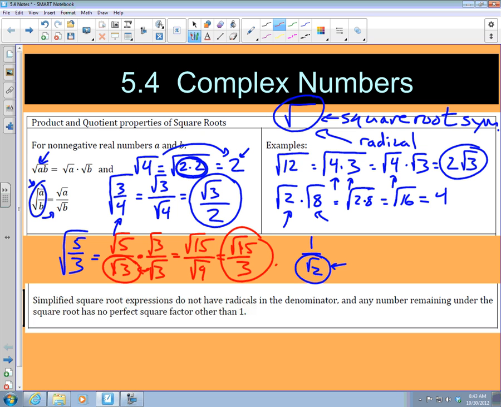Once again, no square root symbol in the denominator, where here we do, and we've got to get rid of it. We'll practice this more, but if you multiply it by itself, the square root of 3 times the square root of 3 is the square root of 9, and you can simplify that. Okay, so just a little bit with complex numbers to begin with.